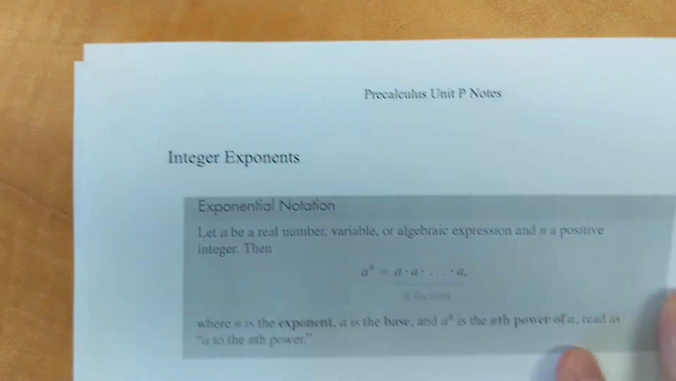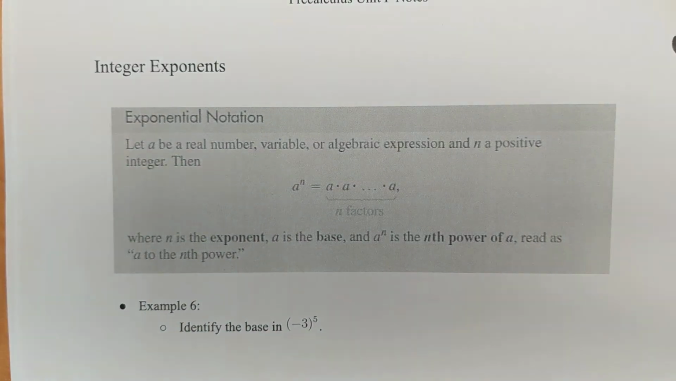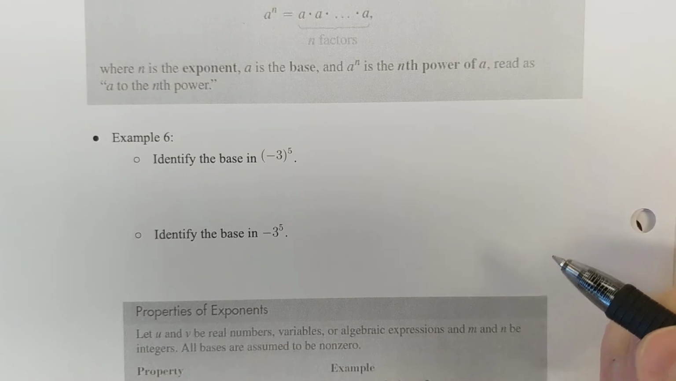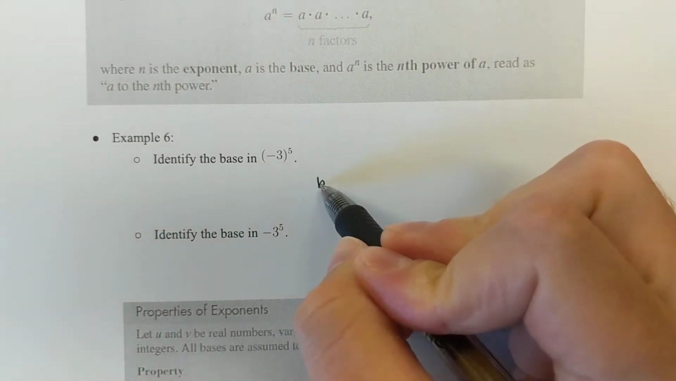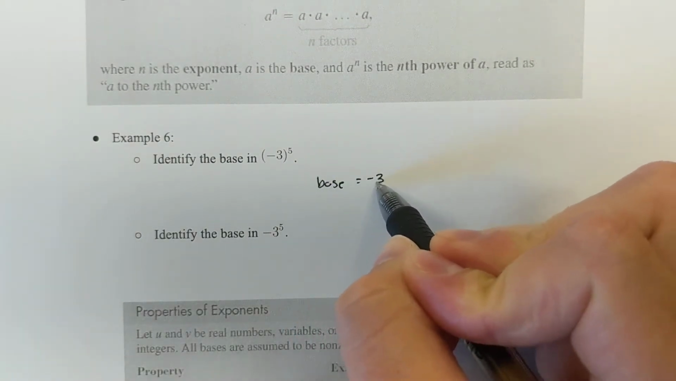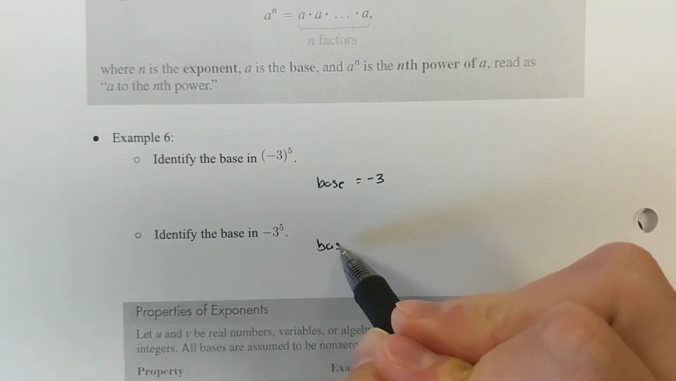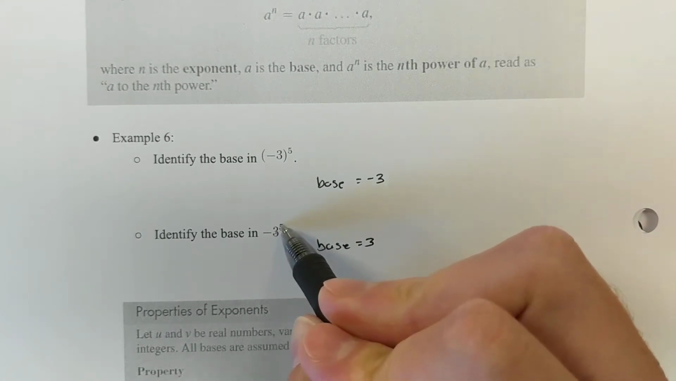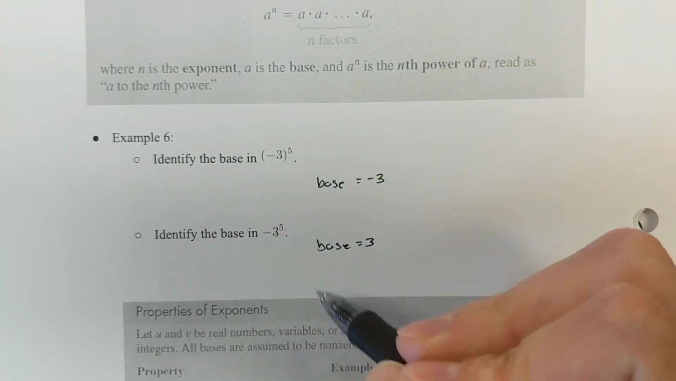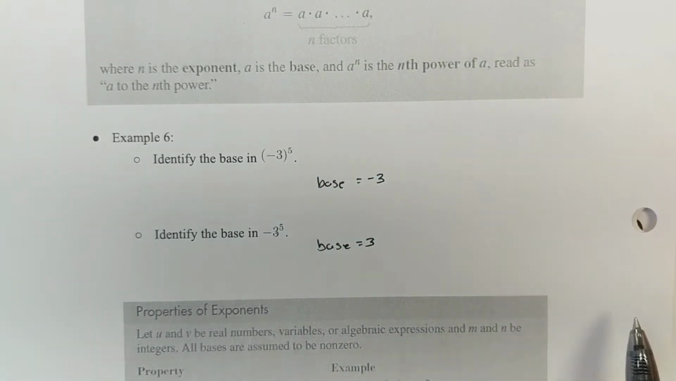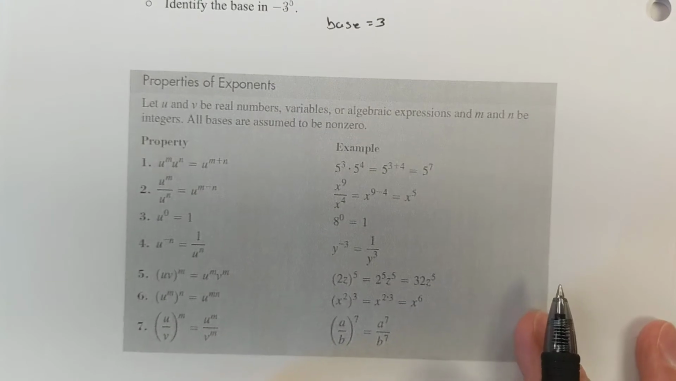Okay, and moving along. Now we have exponents. So integer exponents. Just a reminder of what an exponent does: an exponent tells you how many times you're multiplying a value together. So example 6, identify the base. The base is the thing being raised to the power. So for this problem, the base is -3. So I'm going to multiply five -3's together. On the second one, the base is just 3. It's 3 to the 5th, and then at the end, you make the answer negative. So be careful with where your parentheses lie, because it will potentially change your answer, especially if you have an even power. Properties of exponents.